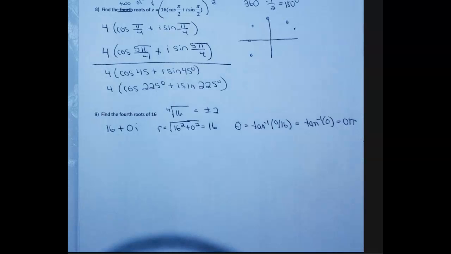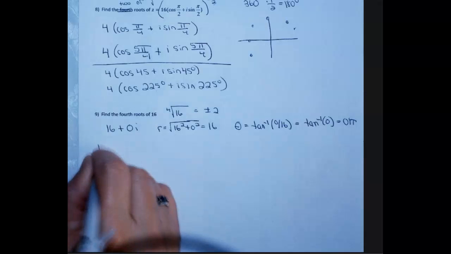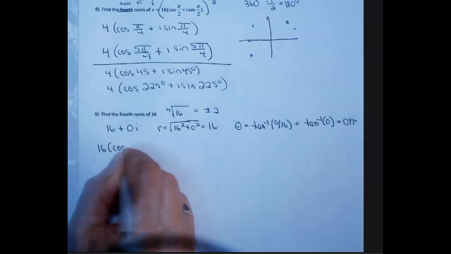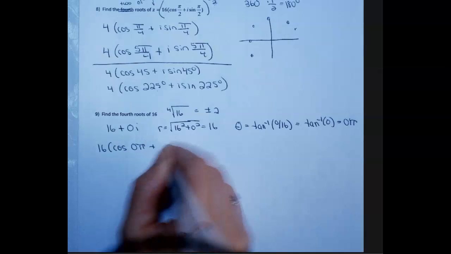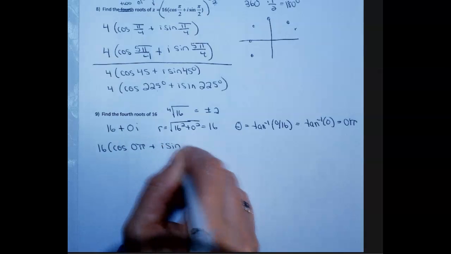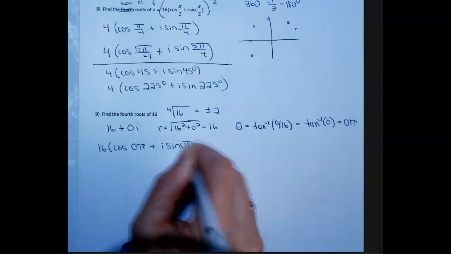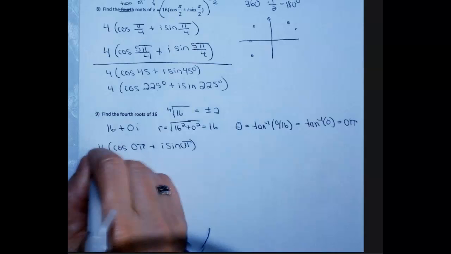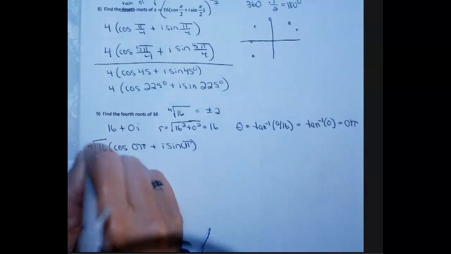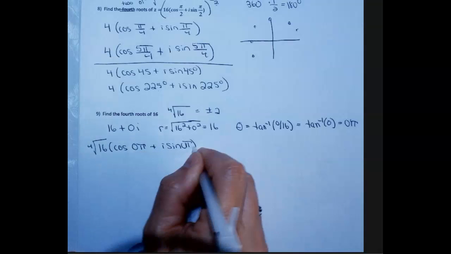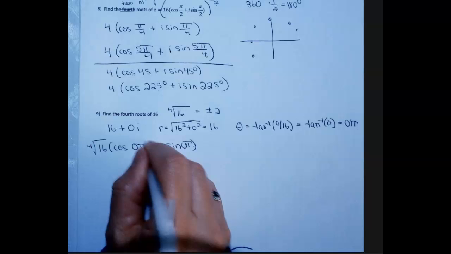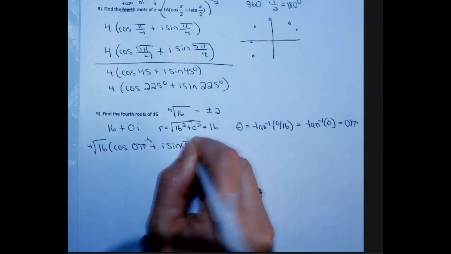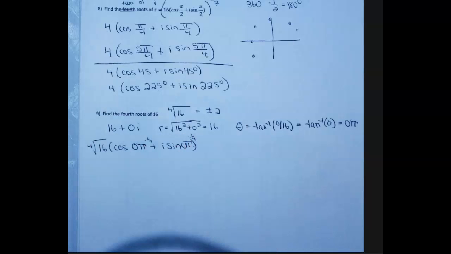All right, so we've got 16 cosine of 0 pi plus I sine of 0 pi, and we want to find the 4th root. So again, that means we're going to take the 4th root of this, and then we're taking each one of these and multiplying it by 1/4 or dividing it by 4, whichever is easier. I think I'll stick with multiplying by 1/4.